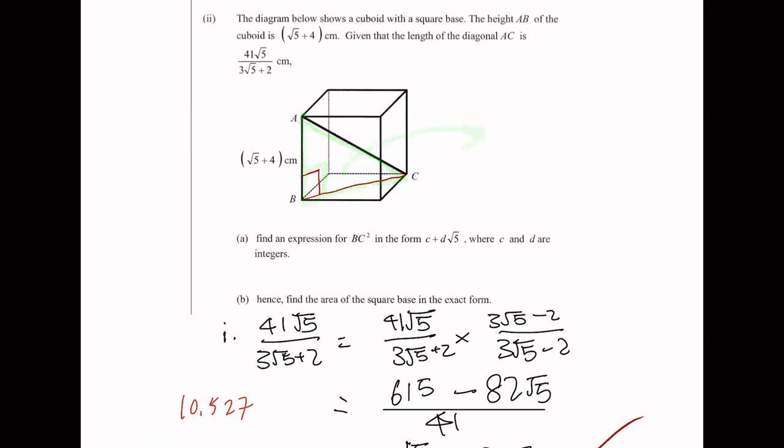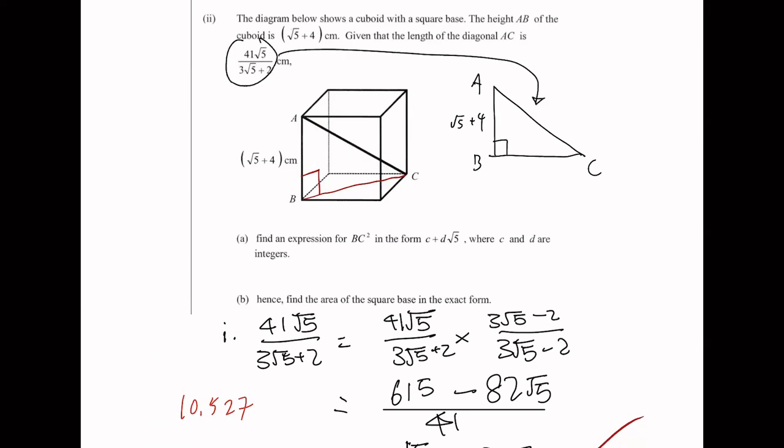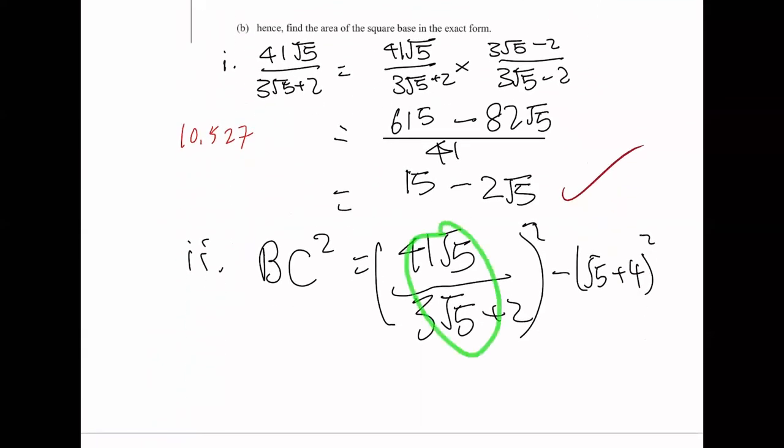So maybe if it's confusing, just redraw the right-angled triangle. Let's try to make it straight, 90 degrees here. A, B, C. AB is what? Root 5 plus 4. AC is what? That one I'm not going to write down. And then you have BC as an unknown. You want to find BC square, right? So what theorem do you use? Pythagoras theorem. So AC square, then minus root 5 plus 4 square. Did you do that? Okay, very good.